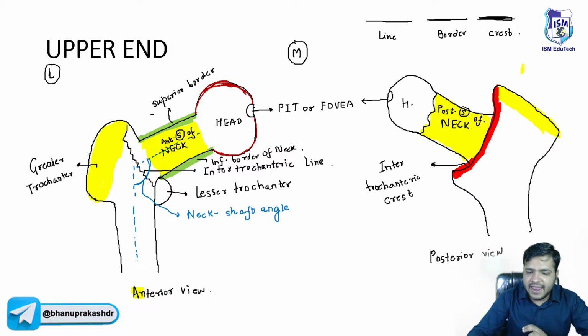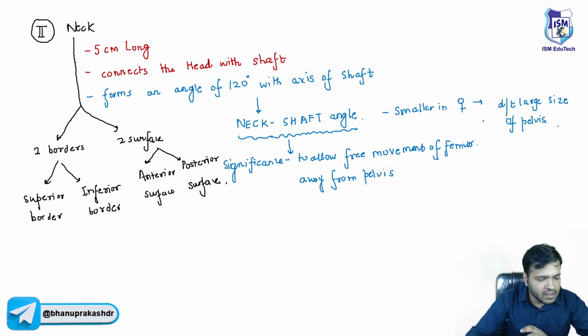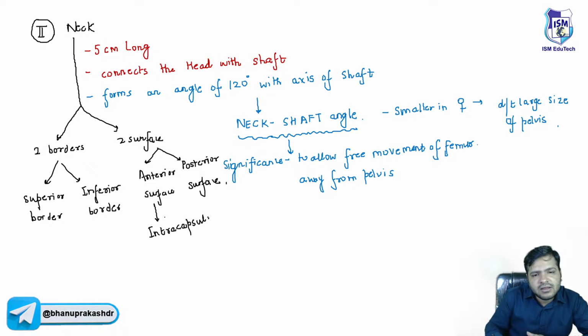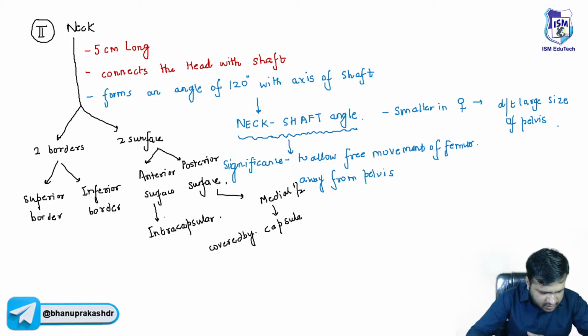So remember, beta, the anterior surface is covered by a capsule, and that is called intracapsular. And the posterior surface, only the medial half is covered by the capsule.